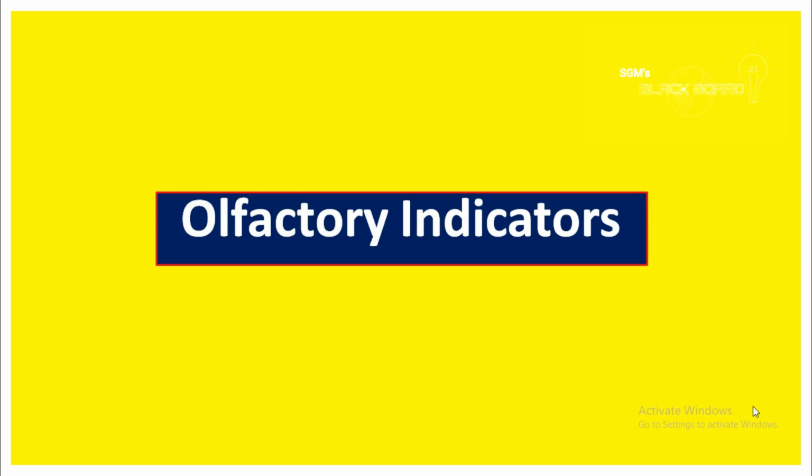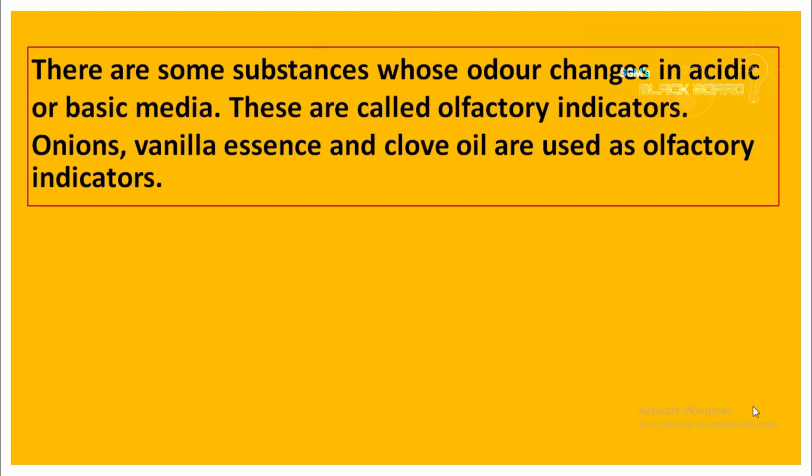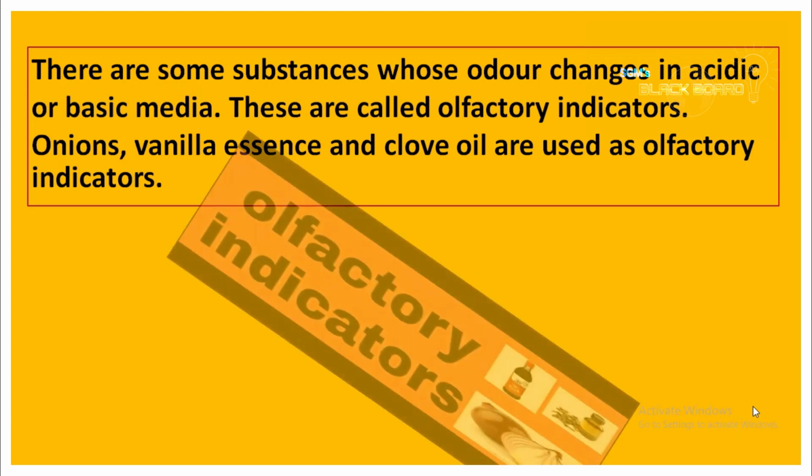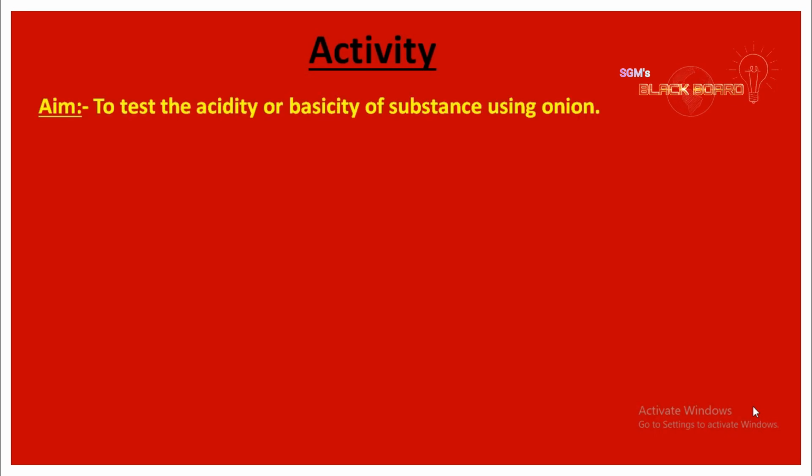Now, let us discuss another type of indicators. Those are called olfactory indicators. There are some substances whose odor changes in acidic or basic media. Those are called olfactory indicators. Onions, vanilla essence and clove oil are used as olfactory indicators. Let us see what happens when we use onions as olfactory indicators.